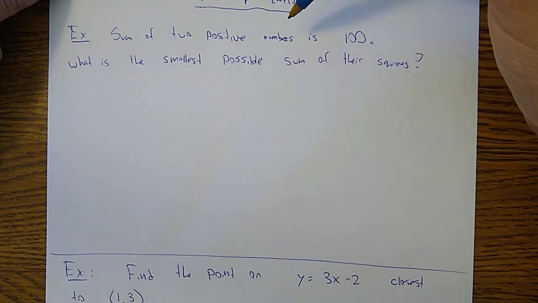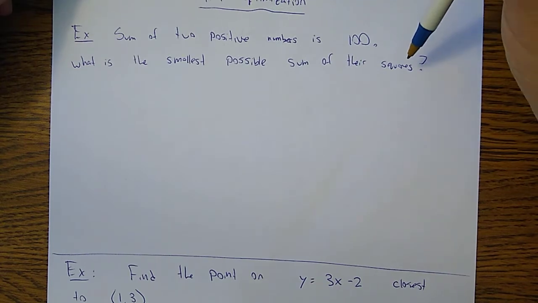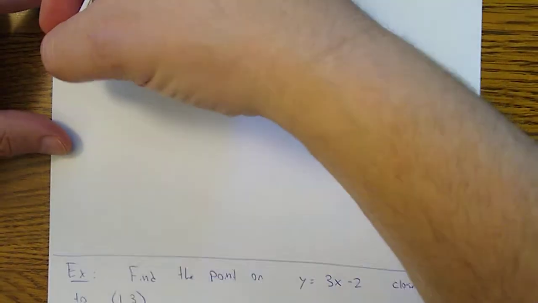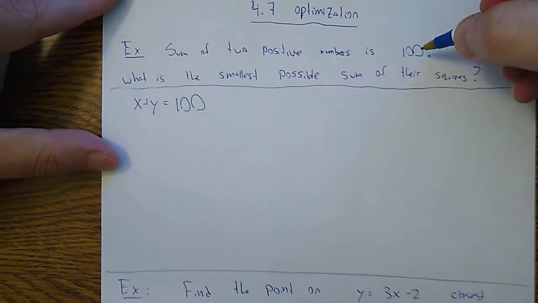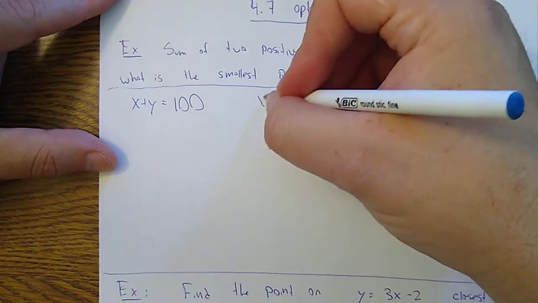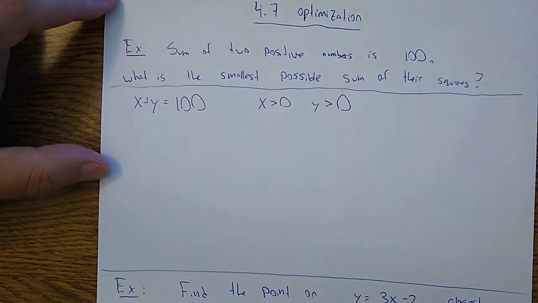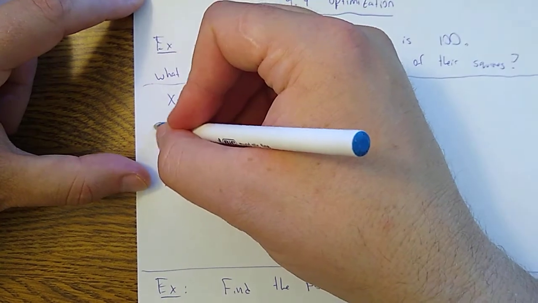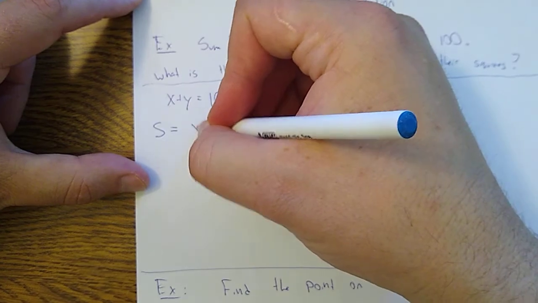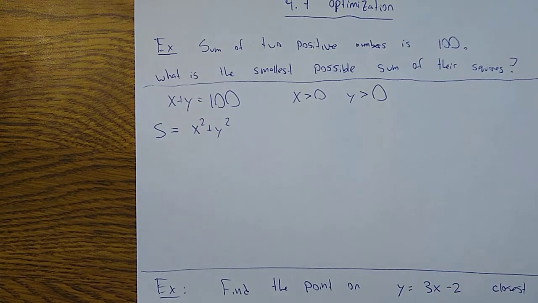The sum of two positive numbers is 100. What is the smallest possible sum of their squares? So how do we set this up? The sum of two positive numbers is 100. They're positive. I want the smallest possible sum of their squares, so why don't I say s is x squared plus y squared, and I want the smallest possible value of s.